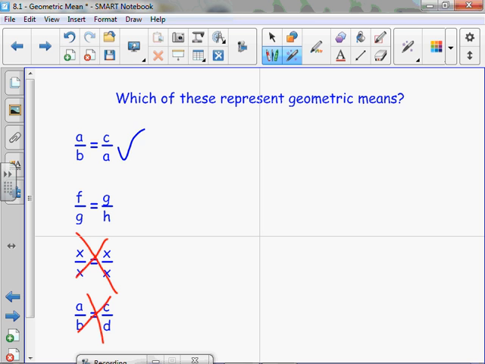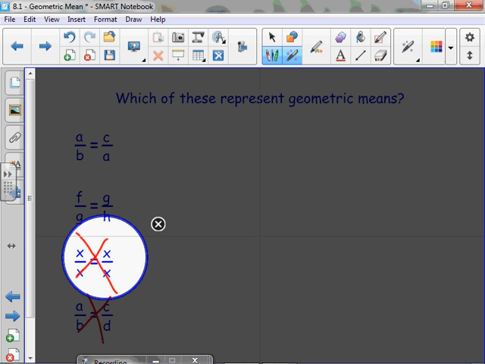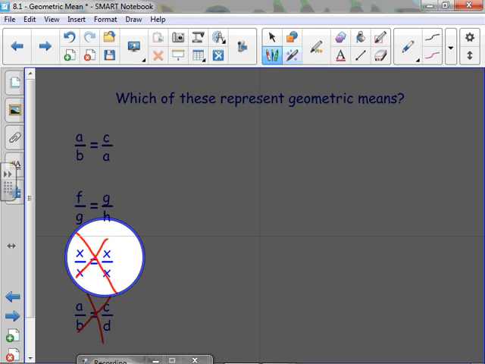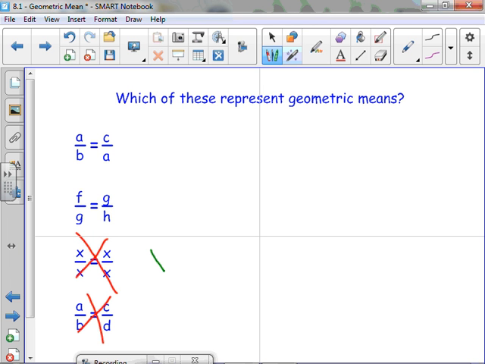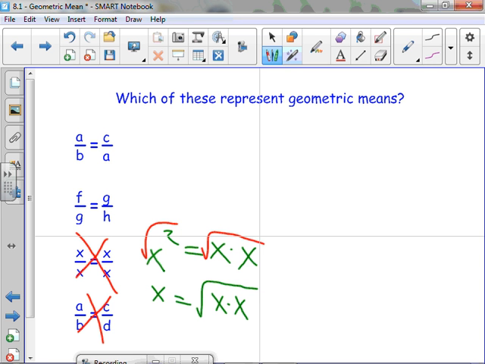There's one of these that is correct that we have marked wrong. This one right here. Everybody look at this one. Let's do our cross products. X squared equals x times x, right? And if I want to solve for x, x is equal to the square root of x times x, which is of course x.